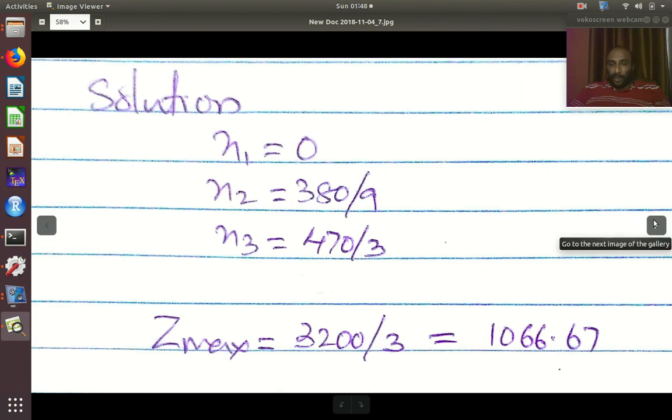This is how linear programming problems can be easily solved by using the simplex method.